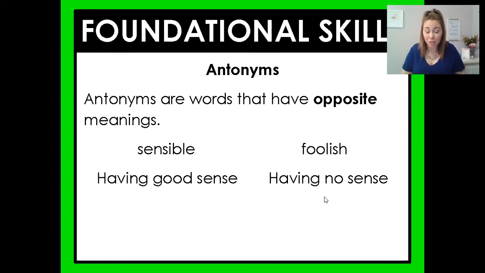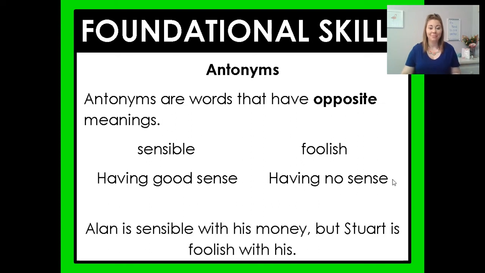So, oh, that was a sensible choice to spend $20 on a new pair of shoes. You really needed that. Foolish would be, oh, maybe that was kind of foolish to spend $500 on that pair of shoes, right? I mean, I love shoes. Shoes are my favorite, but I don't generally spend $500 on my shoes. That for me would be foolish because I don't make enough money to be able to do that. So I have to be a little bit more sensible and spend a little less money on my shoes.